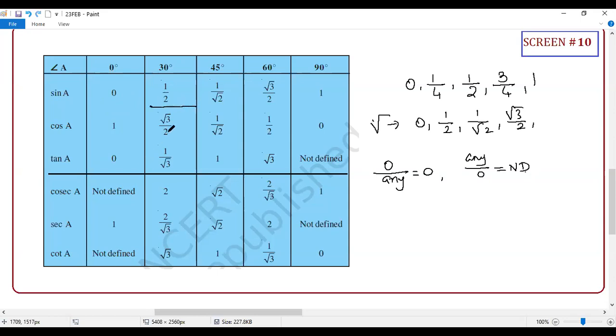Now, this by this, what will happen? 2 is cancelled. 1 by root 3. This by this, tan 45, guys. Beautiful. What is that? 1 by root 2, 1 by root 2. What is the answer? 1. Guys, anyone can tell me why?